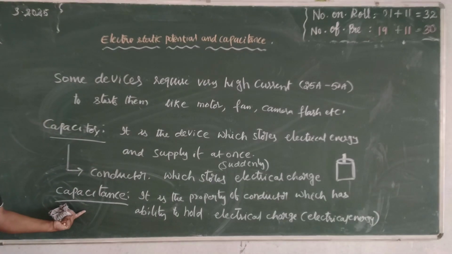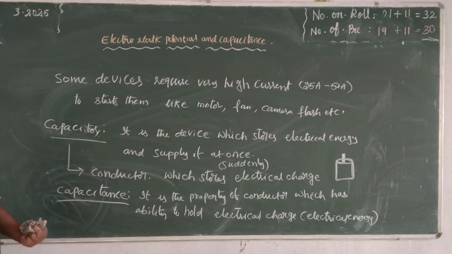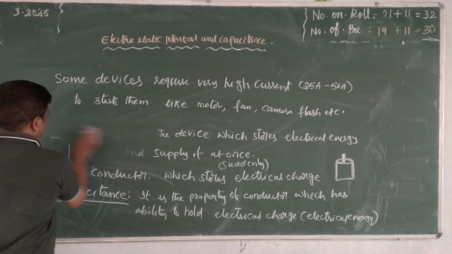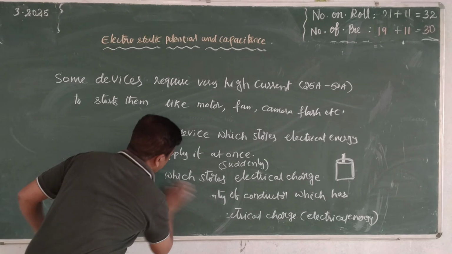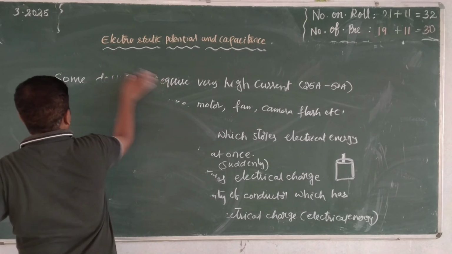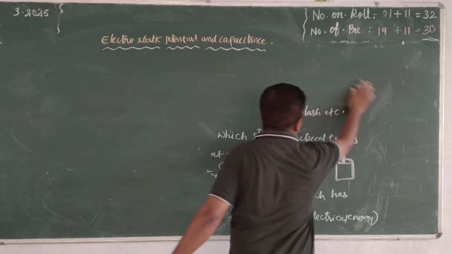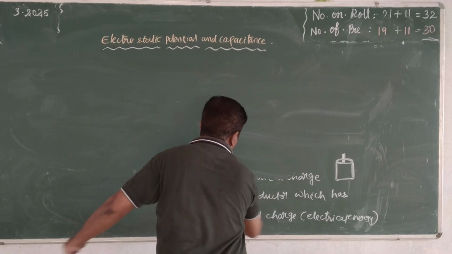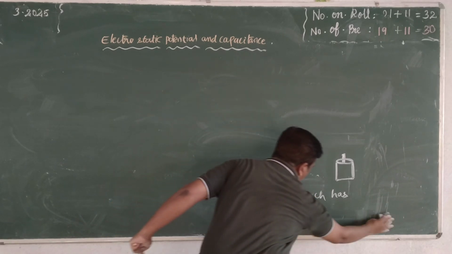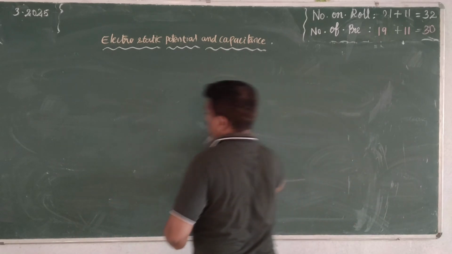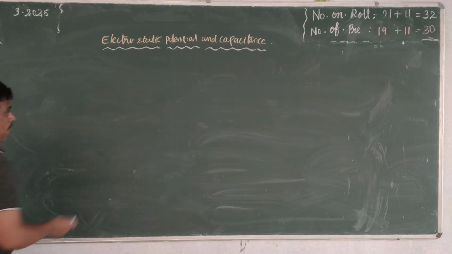See, capacitance is the property of a conductor which has the ability, or capacity, to hold electrical charge or electrical energy. That is called capacitance. See here, capacitance, how do we write it mathematically now? Capacitance is the ratio of charge and potential.